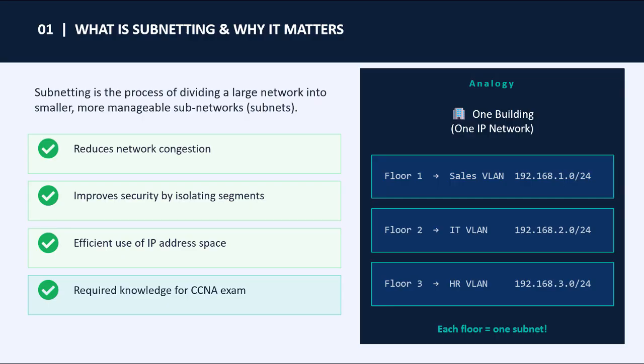Why does this matter? First, it reduces network congestion. Broadcast traffic stays inside its own subnet instead of flooding the whole network. Second, security. You can control which subnets can talk to each other. Your guest Wi-Fi should not be able to reach the financial server subnet. Third, efficient IP usage. Instead of wasting hundreds of IPs on a network where you only need 5, subnetting lets you right-size each segment. And fourth, this is very important right now, subnetting is a core skill tested in the CCNA exam.